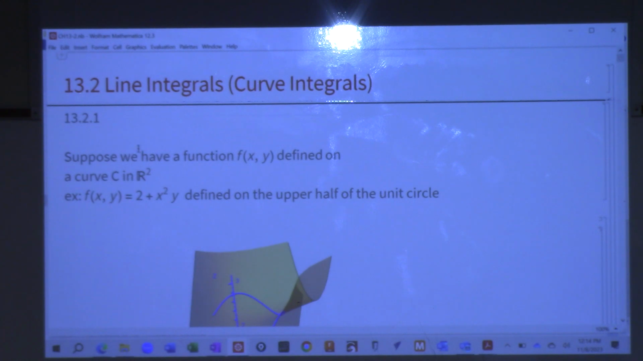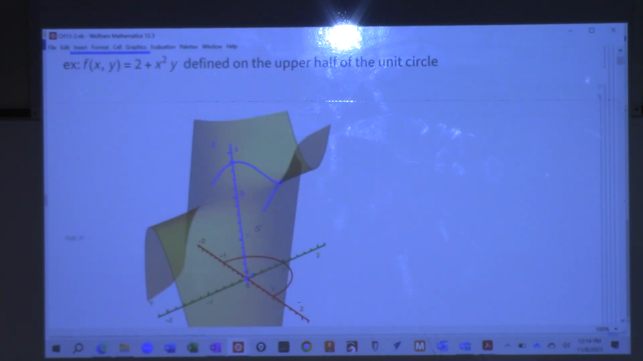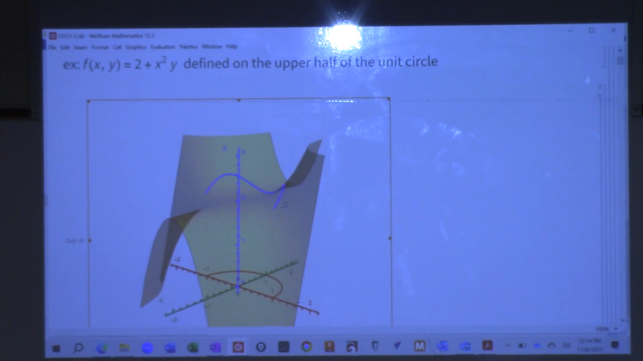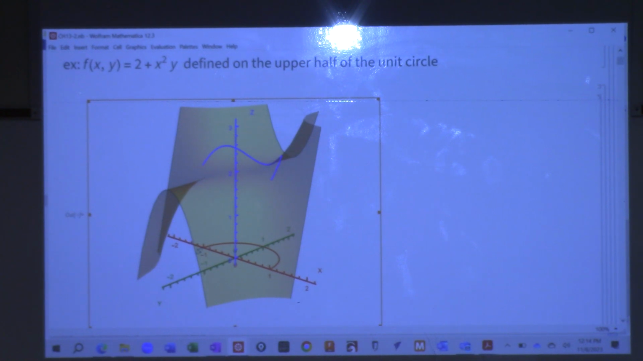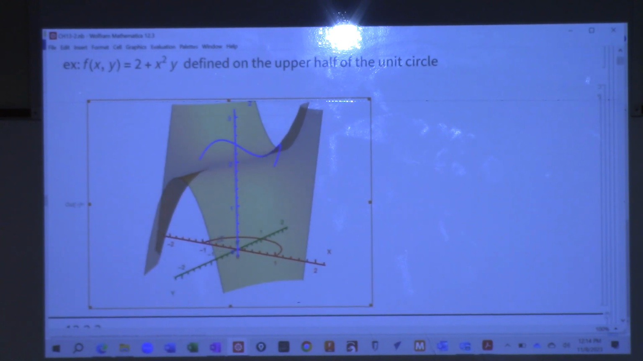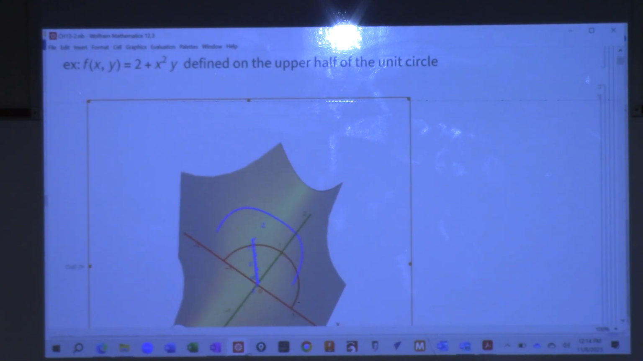So first, suppose we have a function f of x, y. What is f of x, y? Some surface, right? Say we have a surface, and we're going to define that surface on a curve C. That means we're going to restrict that surface to a curve. Here's the picture. There's a surface, but I don't want you to look at the whole surface. I just want you to look at the surface if you plug in the points down here in the domain on this semicircle. You would get that blue curve up there, wouldn't you?